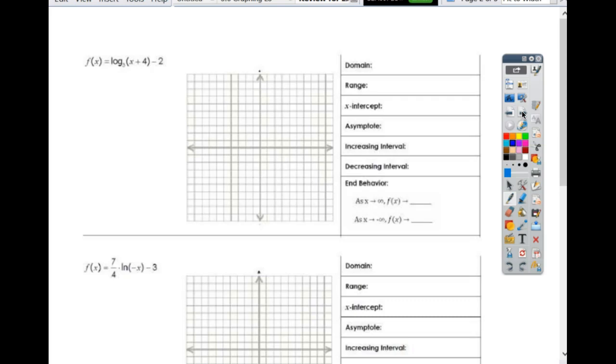So on this page, this is the opposite of the exponential. These are the logs. So we're going to have to use the inverse points. So the inverse, so I'm going to get 4 to the left and 2 down.